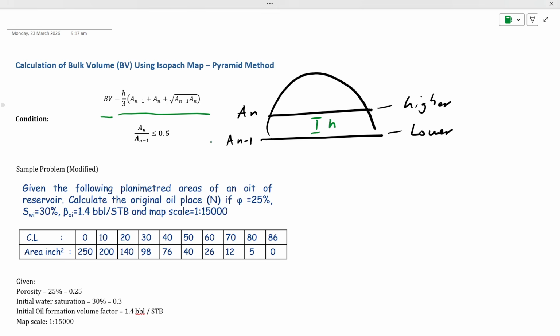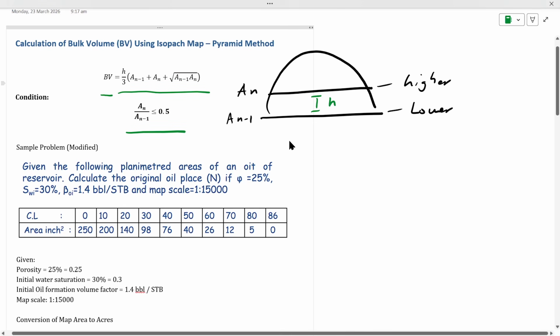And this formula applies when the condition is met. So this is the condition: A sub n over A sub n minus 1 is less than or equal to 0.5. As long as the condition is met, then we can apply this formula. Otherwise, we will use the trapezoidal method, the method that we discussed last time.